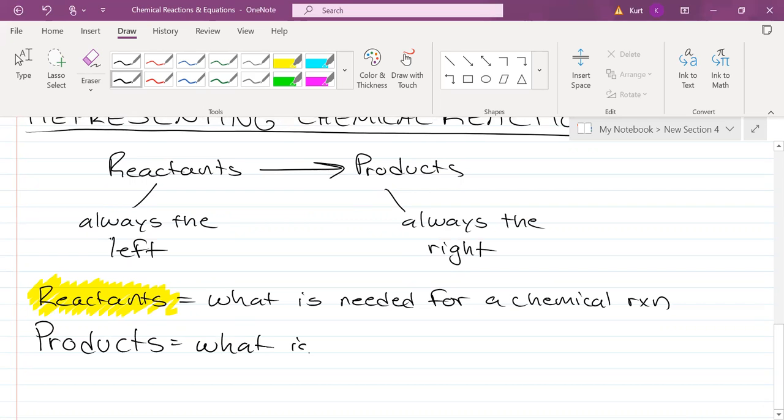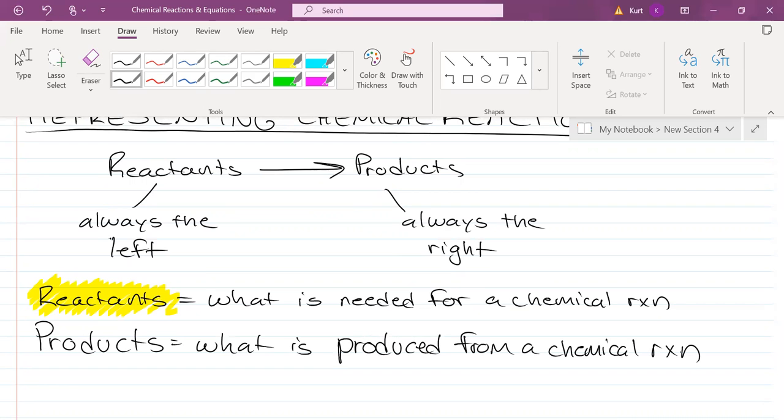What is produced from a chemical reaction? So if you make a cake, you need eggs, you need milk, you need flour, you need sugar, all the things you need for a cake, those are your reactants. The cake itself is your product. The products are always on the right. The reactants are always on the left. No exceptions. Products on the right, reactants on the left. Reactants are what you need.